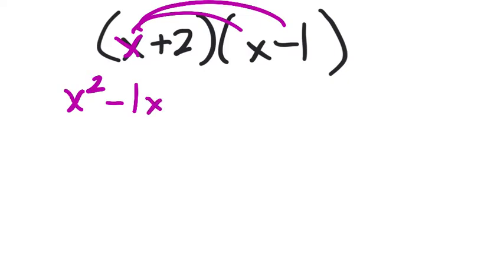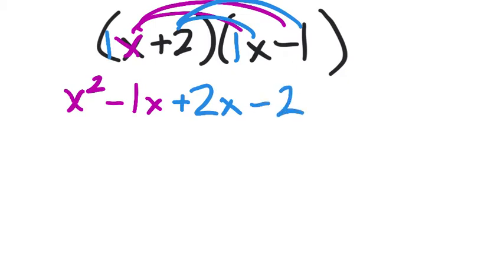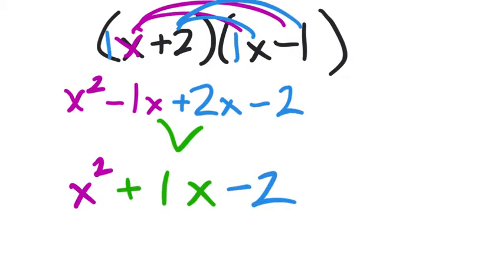And then you could distribute the 2 into the x, so that'd be a positive 2x. Show the phantom 1's there if you need to. And then the 2 times -1 is -2, right? Then we see that the two x terms can be combined: -1 plus 2 is positive 1. But of course, we're left with the x squared and the -2 at the tail end.